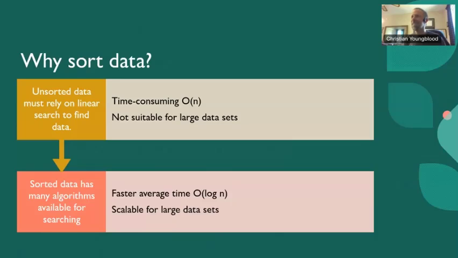So why sort data? Maybe we could have talked about this before. I wasn't sure how to order the slides. We have to sort the data because without it, you're really going to have to rely on a linear search or maybe a random search where you're just picking this one, this one, this one, that one, trying to get it to work. It's very time consuming. O of n, if you go linearly, every guess, you're just taking another time, another guess. Sorted data, on the other hand, has many algorithms available, much faster. O of log n, for instance, and it's scalable for large data sets.